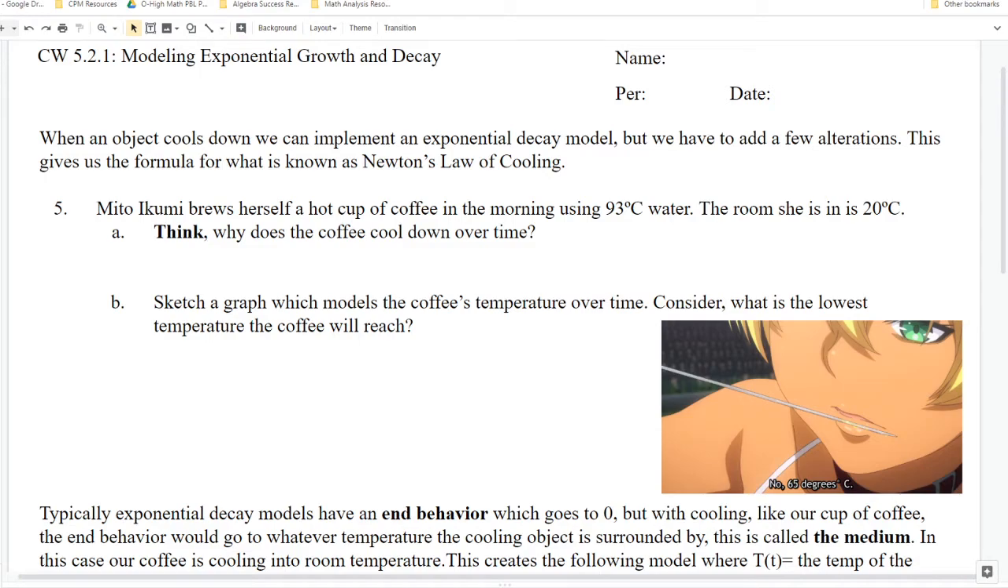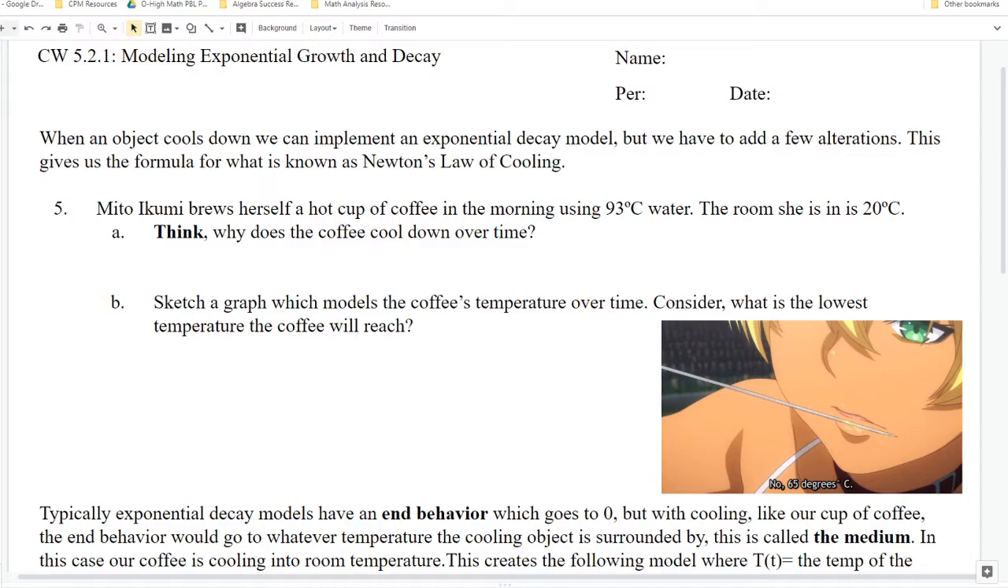Okay, so guys, we're talking about number five in here, and we're talking about Newton's law of cooling, right? It says when an object cools down, we can implement an exponential decay model, but we have to add a few alterations. This gives us the formula known as Newton's law of cooling. The formula itself is actually extremely similar, right?